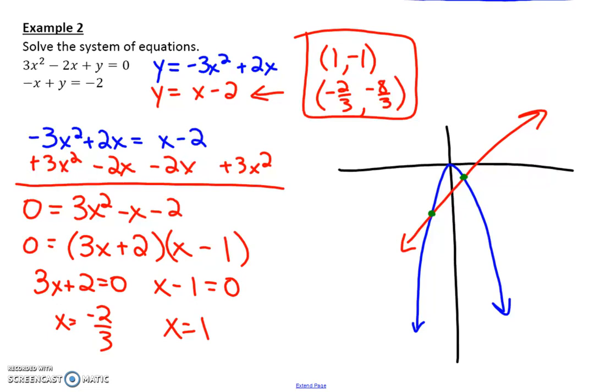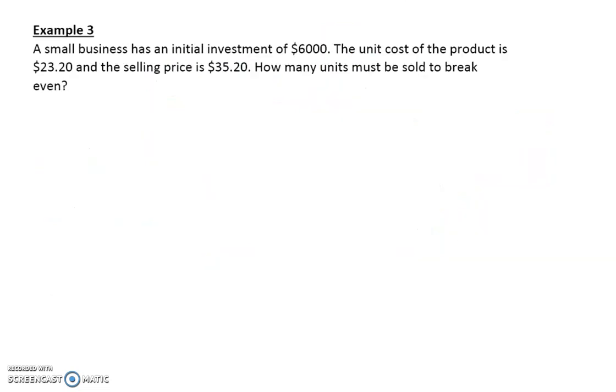All right, let's take a look at the last problem. Example 3, a small business has an initial investment of $6,000. The unit cost of the product is $23.20, and the selling price is $35.20. How many units must be sold to break even?